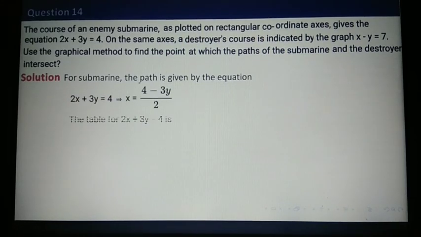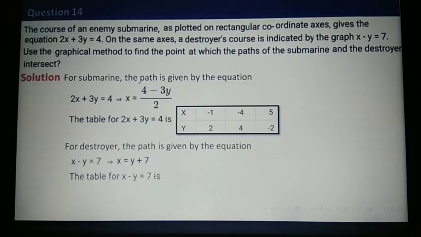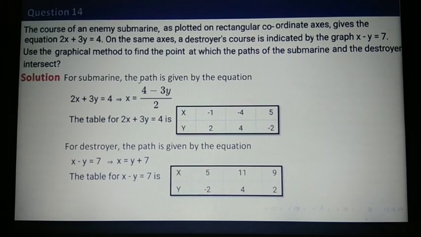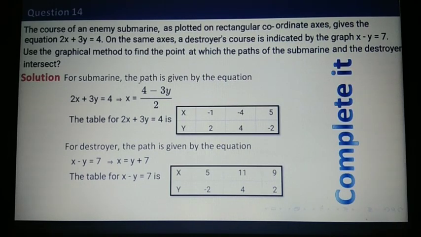I'll give you the hint, so you may pause the video to note down the hint and complete the sum by yourself.